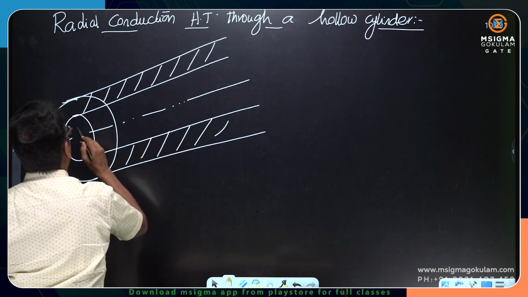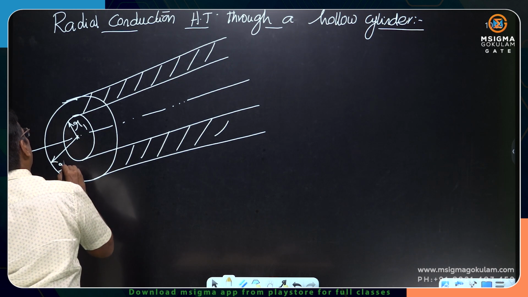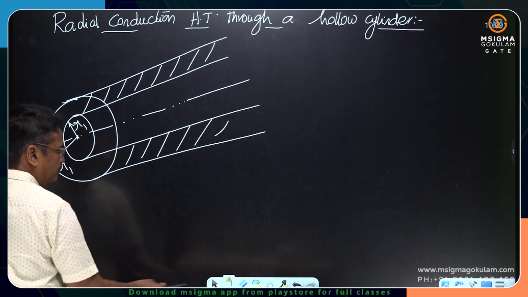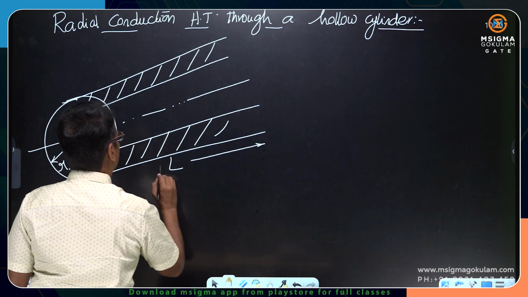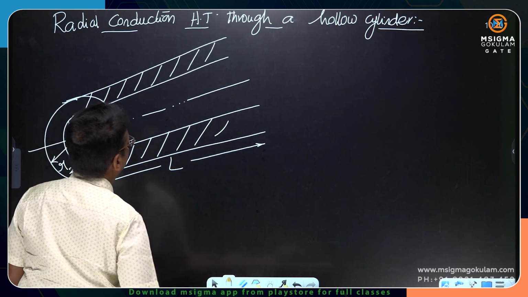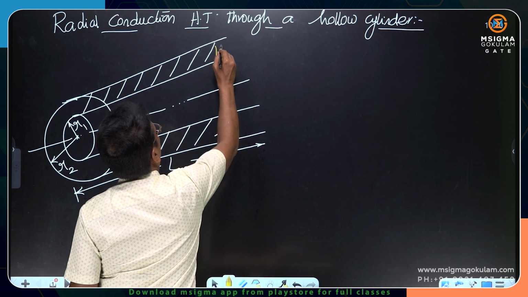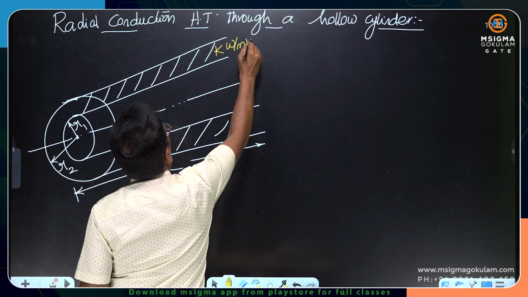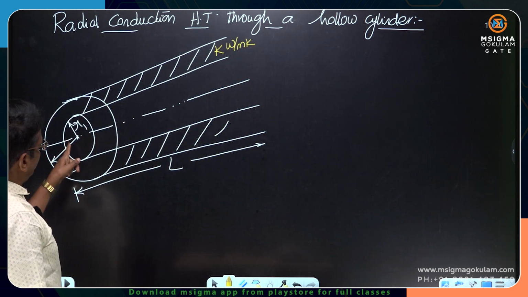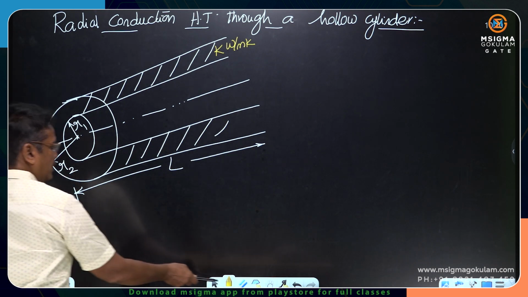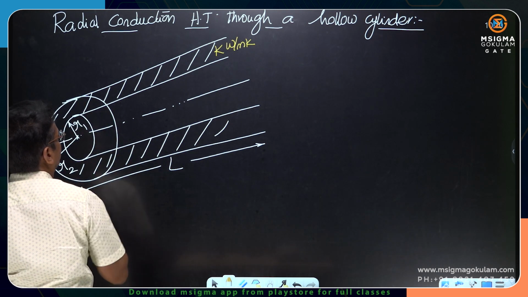This is all hollowness. The inside radius of the hollow cylinder is R1 and the outside radius of the hollow cylinder is R2. L is the length of the hollow cylinder and K is the thermal conductivity of the hollow cylinder. This is all the solid material of the hollow cylinder.